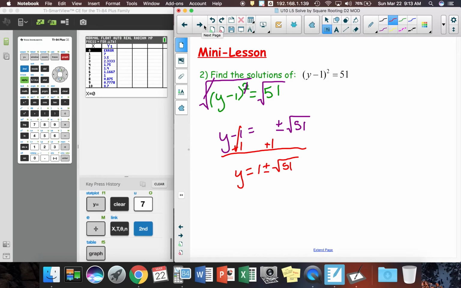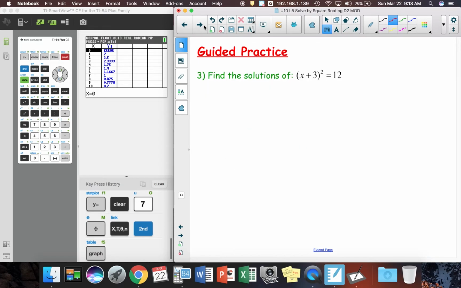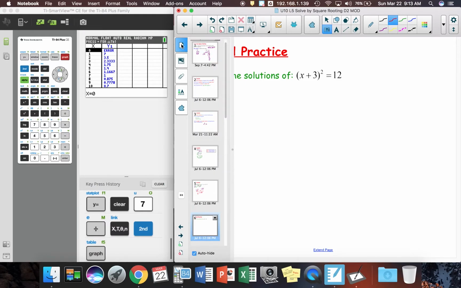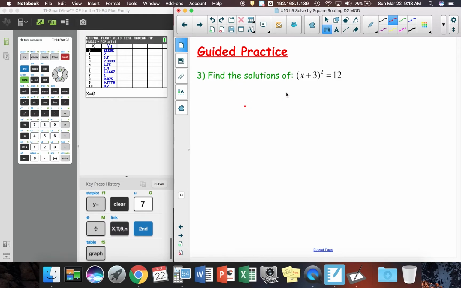Let's take a look at the next problem. Alright, so here we have to find the solutions of x plus 3 squared. Okay. So in order to find the solutions, we're going to do the same thing as before. We're going to have x plus 3 squared equals 12.